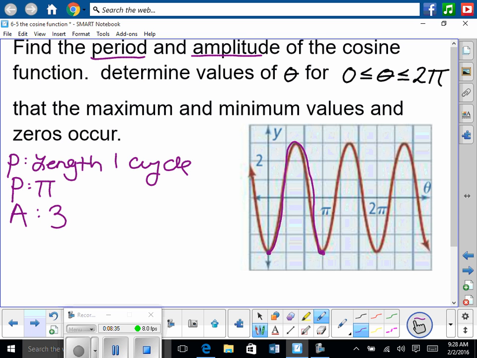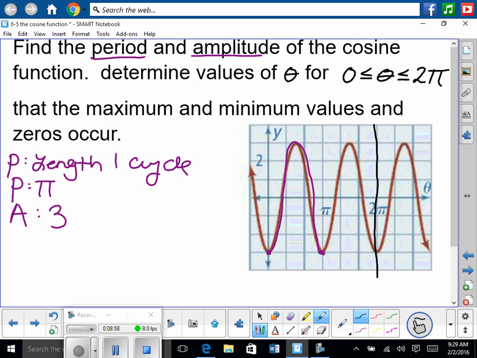Or you could say our total distance was 6 divided by 2 is 3, which is our amplitude. So we've answered those questions. Any questions on either of those before we get to the next part? On this next one it says, find the values of theta between 0 to 2 pi. So we're only focusing from 0 to 2 pi. And we want to find the maximum and minimum values and zeros that occur.